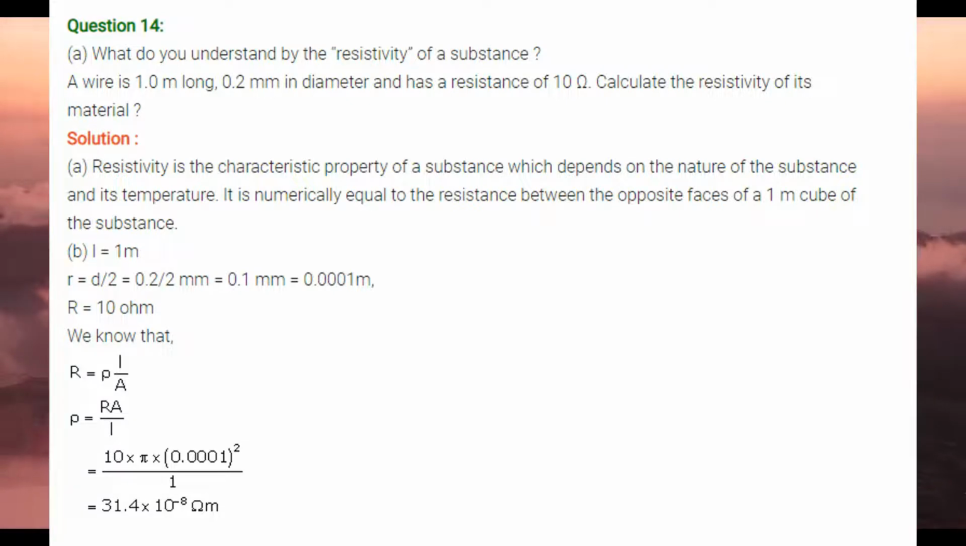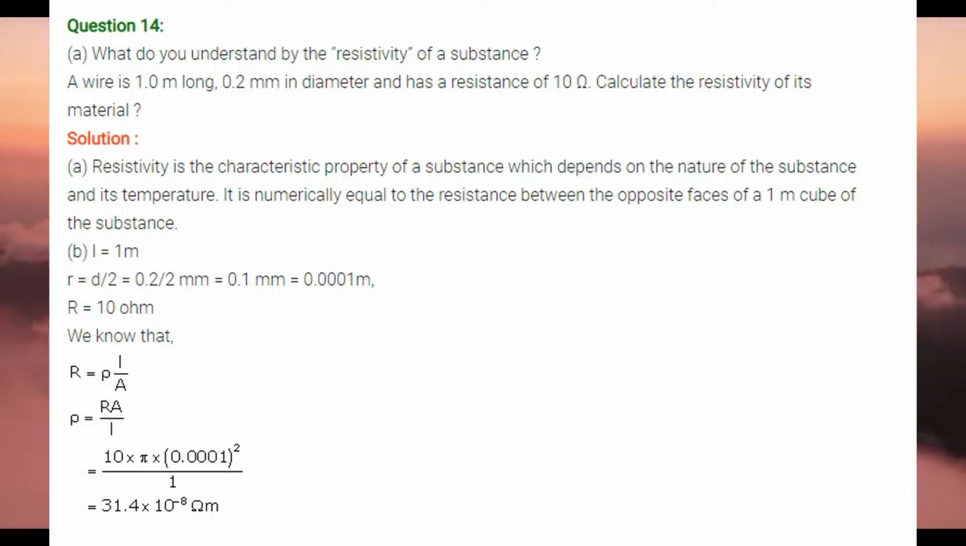0.0001 meters. Area of cross-section of the wire equals pi r square equals 3.14 into 0.0001 raised to 2 equals 3.14 into 10 raised to minus 8 meters square.